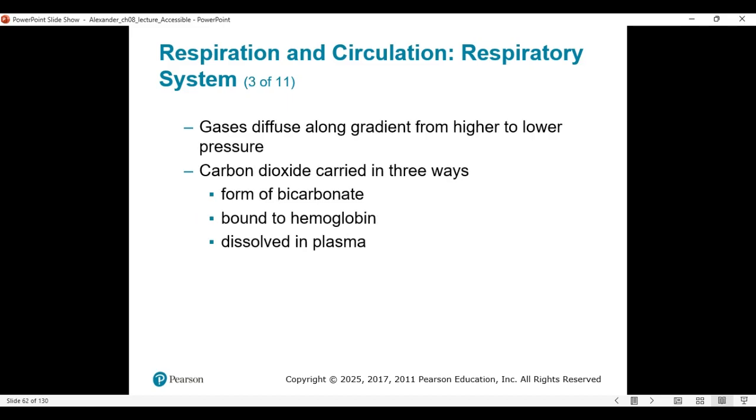Gases go from a higher to a lower concentration. This is called diffusion. Carbon dioxide is carried in 3 ways. It can form a bicarbonate when it's connected to hydrogen, it can bind to hemoglobin, or it can dissolve in the plasma. And most carbon dioxide is carried back to the lungs through the plasma.